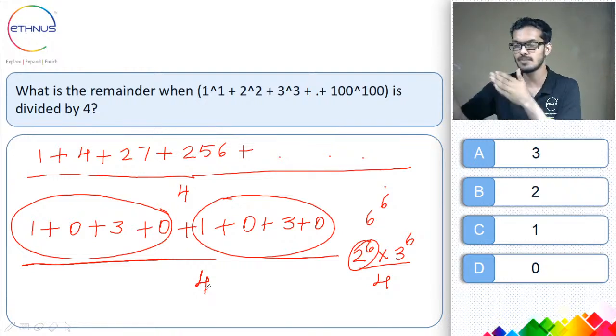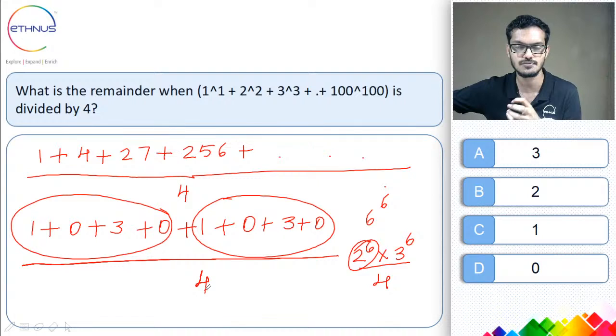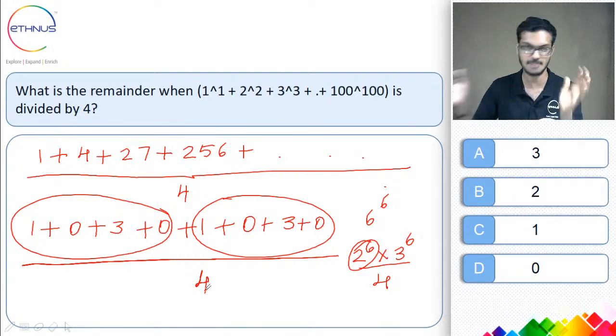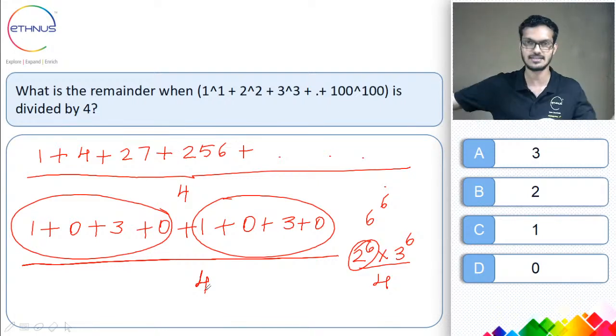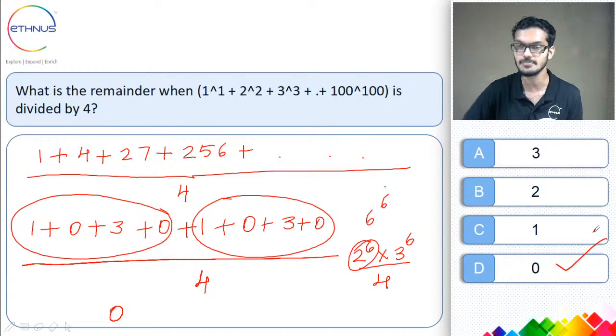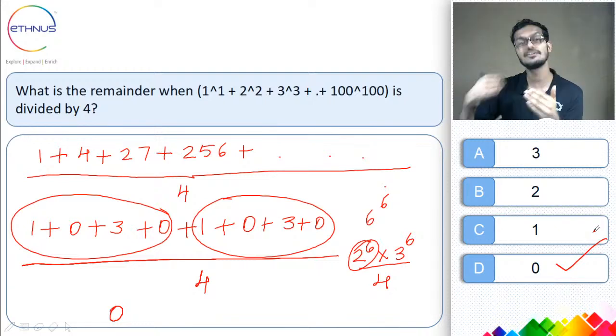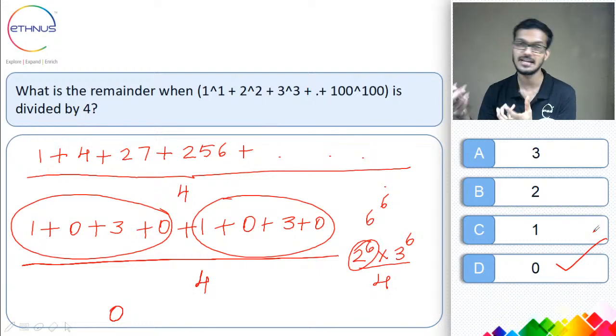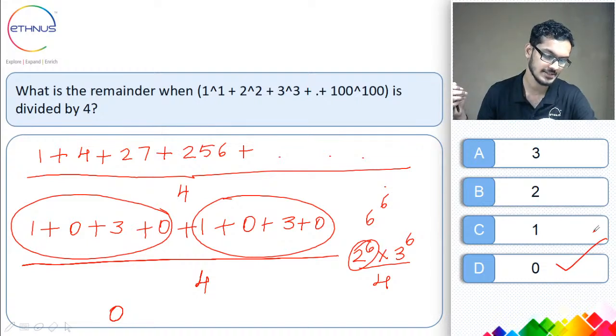So 4 plus 4 plus 4, like that. 25 4s will be there, because I'm clubbing the 100 numbers into sets of 4. So totally the remainder you get is 0. So 0 is the correct answer here. Why 0? Because the sum of every set of 4 numbers is 4, and when you divide 4 by 4, you get remainder 0. So the correct answer is 0.